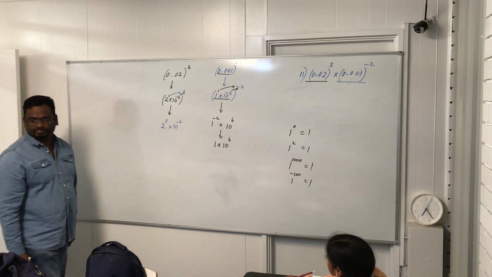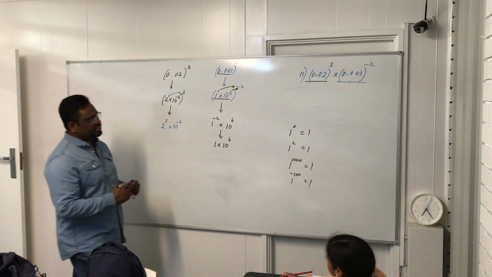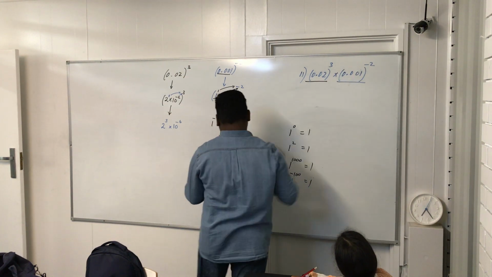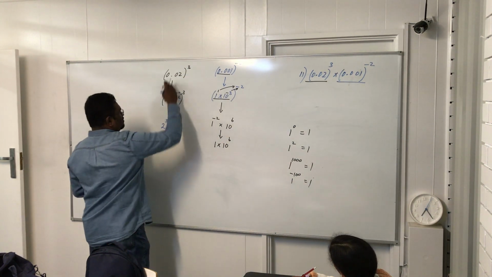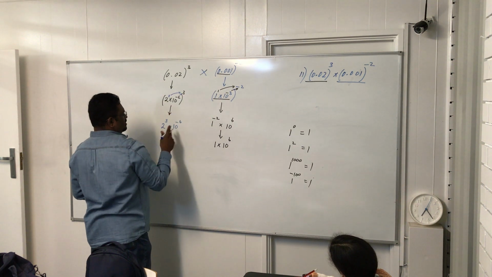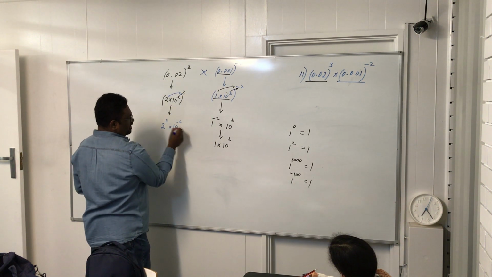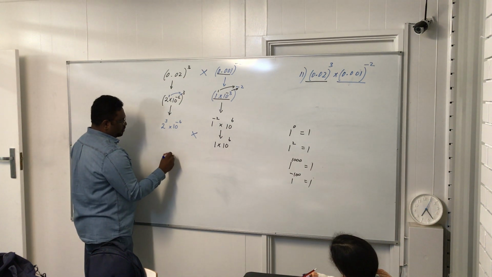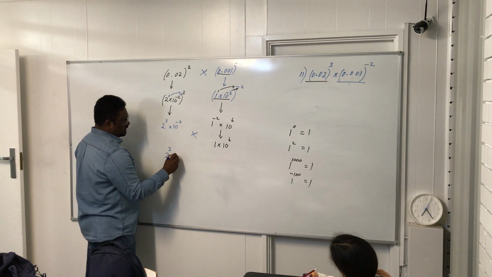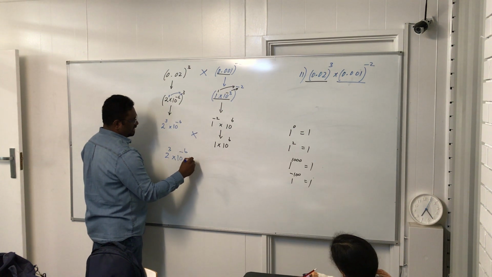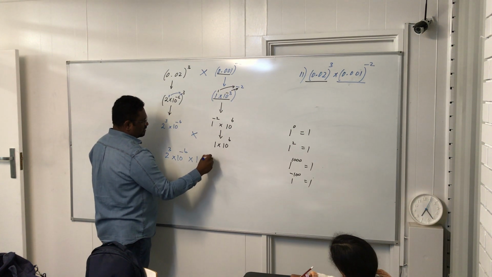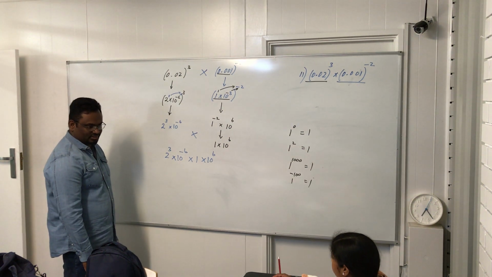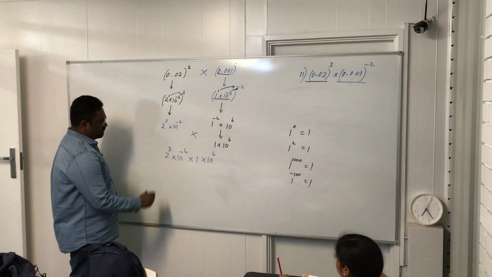Feeling good? Now, the original question says this block multiplied with this block. So you have to put the multiplication over here. Ultimately, in between these two, you have to put the multiplication. So if I write properly, 2 to the 3 times 10 to the minus 6 times 1 times 10 to the 6. Right? Got it? Follow step by step.